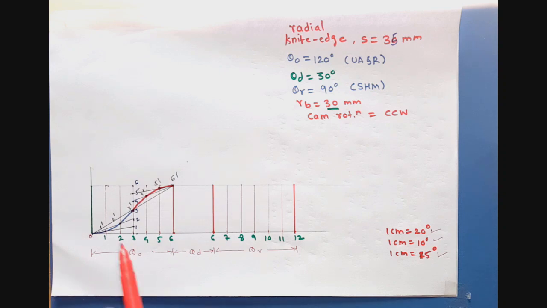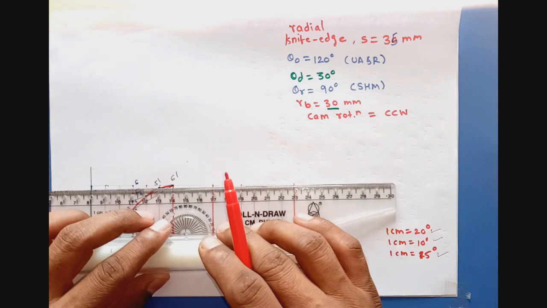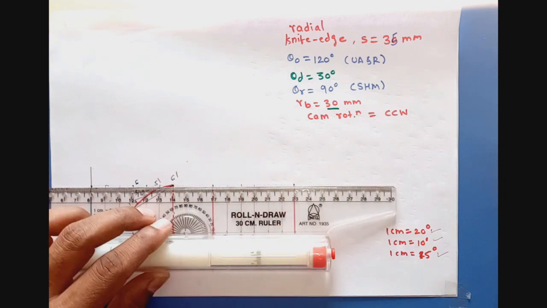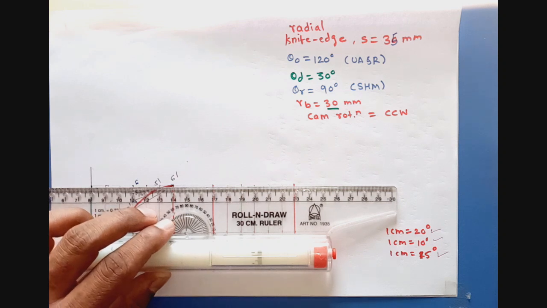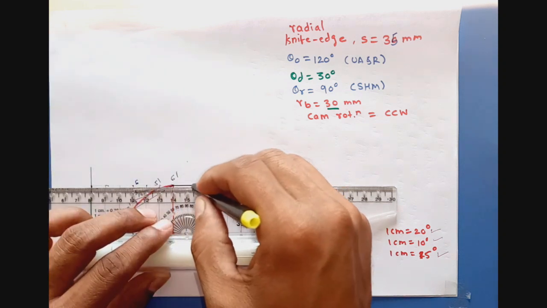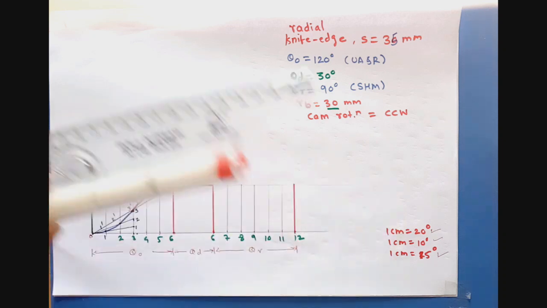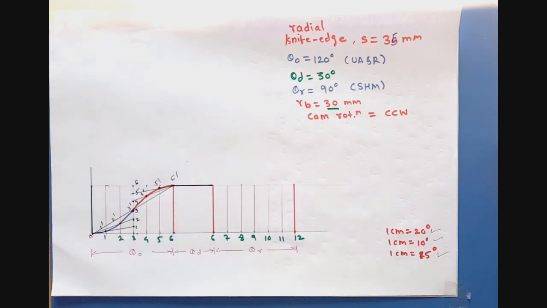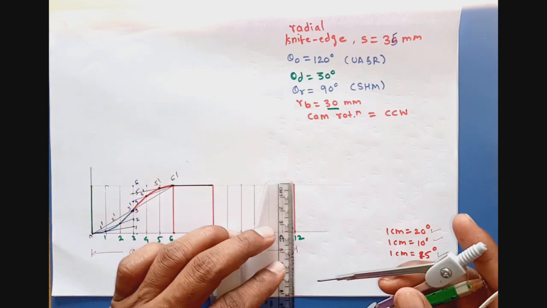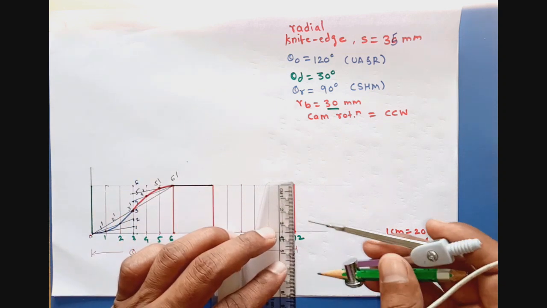Now for next 30 degrees there is dwell, so follower will have zero displacement. That means we will get a straight line for zero displacement. So this is displacement curve during the dwell period, straight horizontal line. Now during return stroke, the follower is moving with simple harmonic motion. So we need to draw a semi-harmonic circle on this side with diameter equals to stroke.